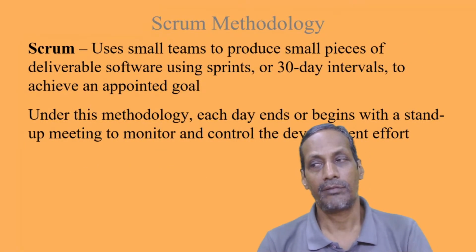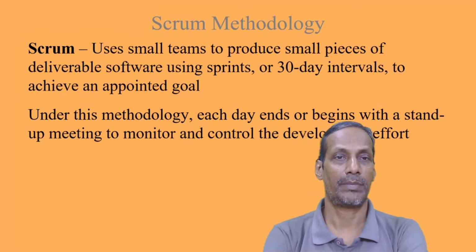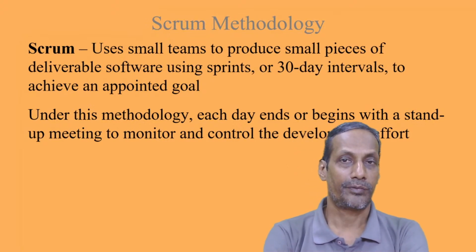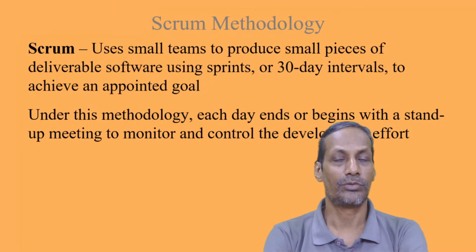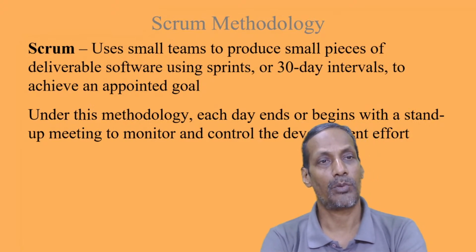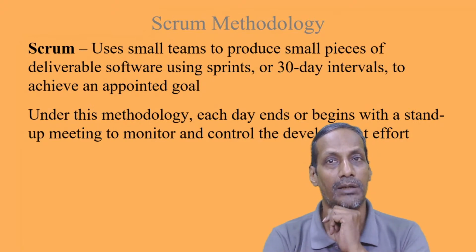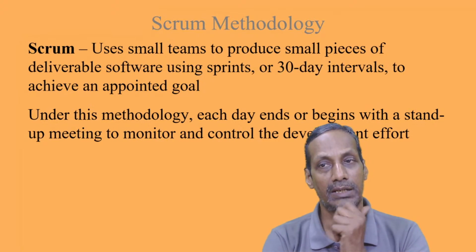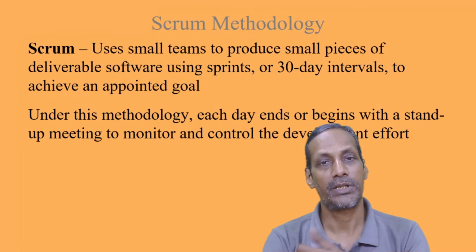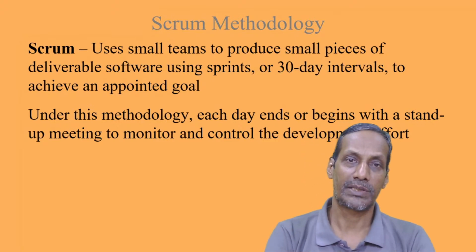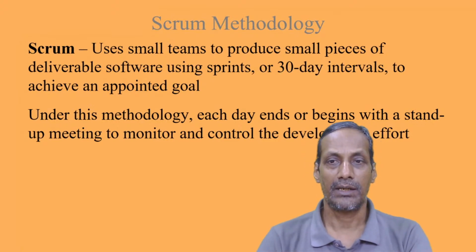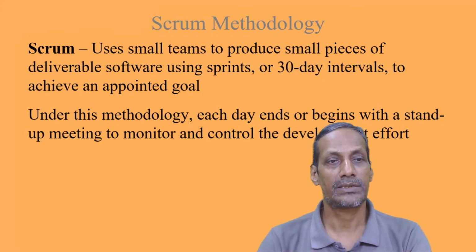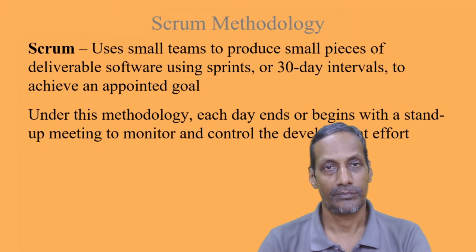We also have what is called the Scrum methodology of systems development. It uses small teams to produce small pieces of deliverable software using sprints or 30-day intervals to achieve an appointed goal. Under this methodology, each day ends or begins with a stand-up meeting to monitor and control the development effort.